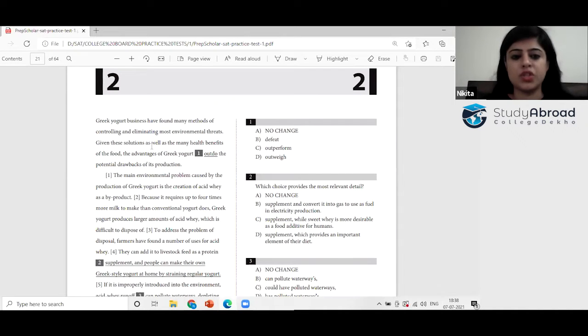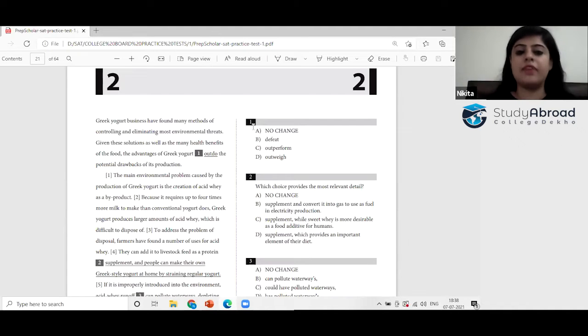Given these solutions as well as the many health benefits of the food, the advantages of Greek yogurt undo the potential drawbacks of its production. Now, this particular sentence has our first question, which you can see is marked over here, and on the right hand side, number one is written.